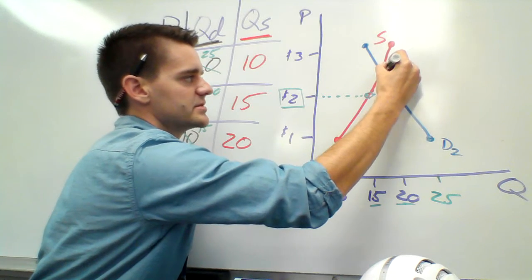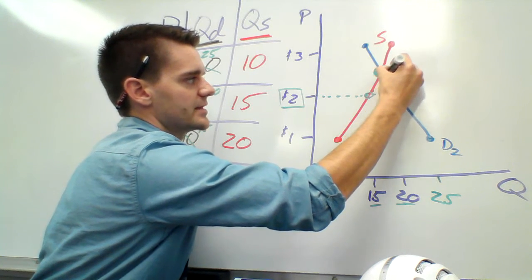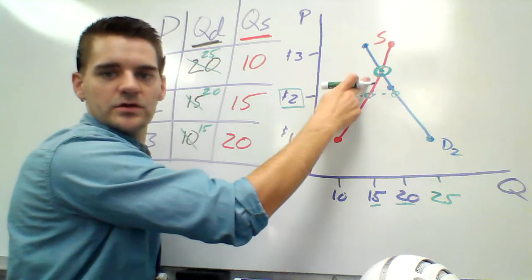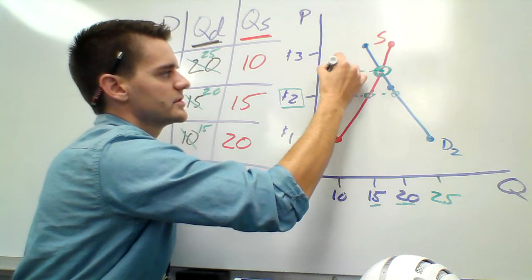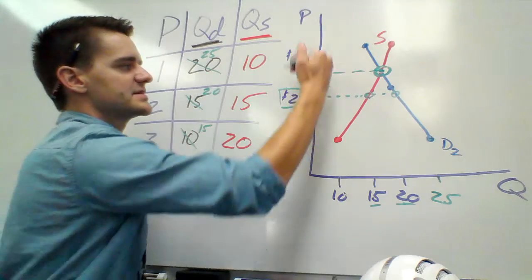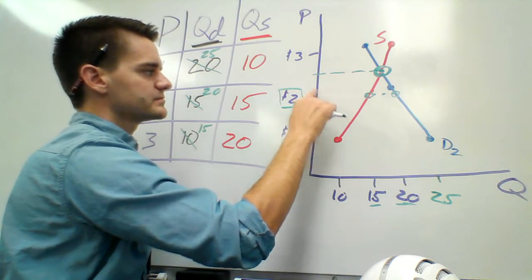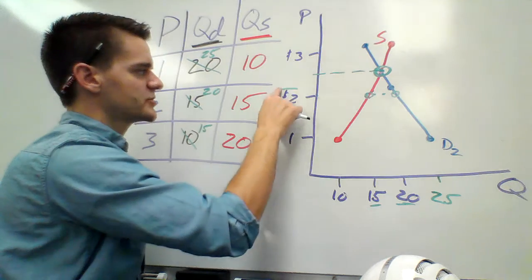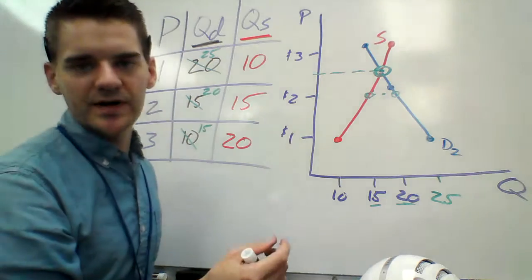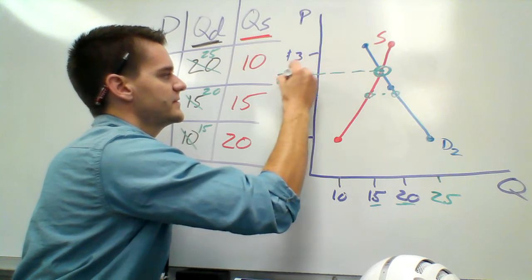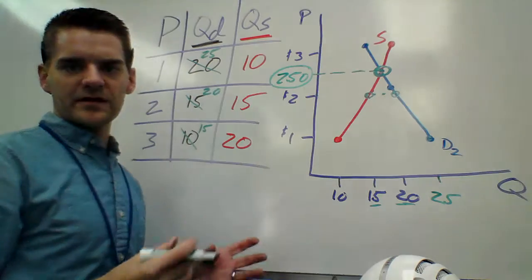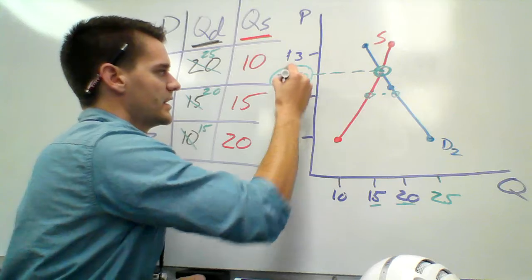So hopefully they will eventually zero in on where these lines cross, which is obviously the new equilibrium point. And if you take this and you go straight over to your price axis, you see it lines up basically between $2 and $3. And we have a number, a price between $2 and $3, and that price is $2.50. So at a price of $2.50, we would again find equilibrium.